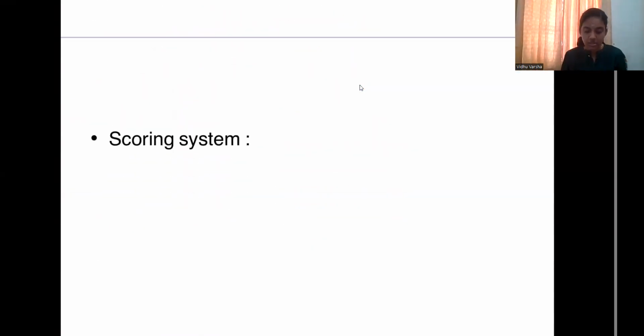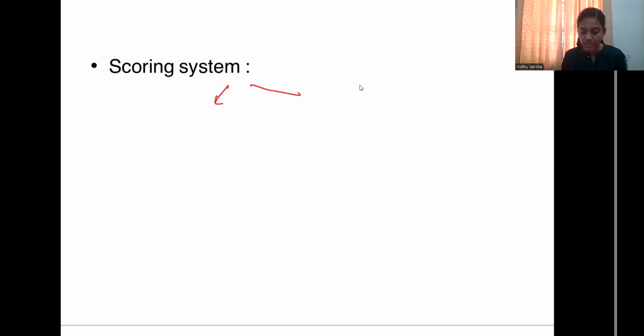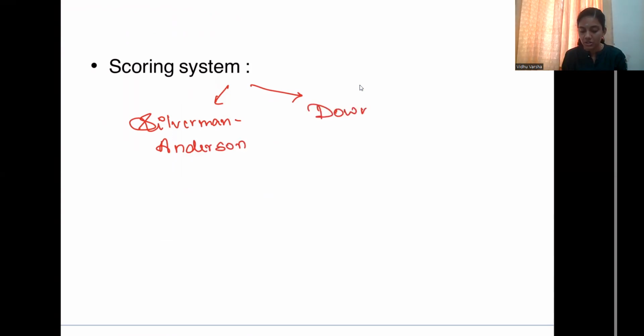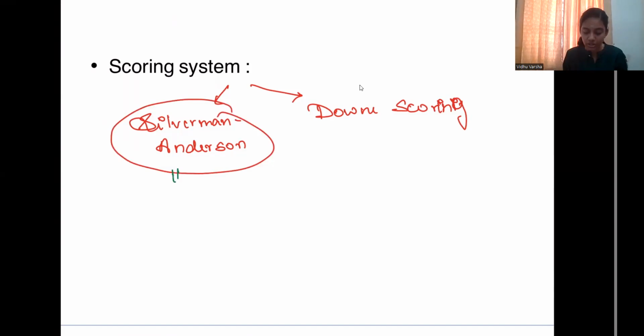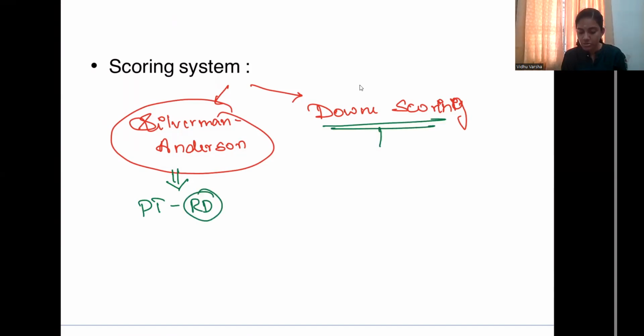Next, we have two scoring systems for respiratory distress. One is the Silverman-Anderson scoring. This was an entrance exam question. Another one is the Downes scoring. The question was what component belongs to the Downes scoring, right? So this is also an important topic in which we can get questions. Silverman-Anderson scoring is mainly used for a preterm child with respiratory distress, while Downes scoring is mainly used for a term child with respiratory distress.